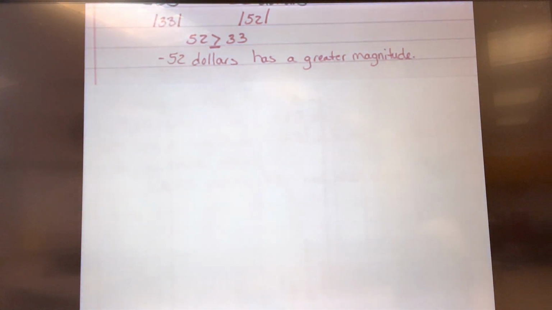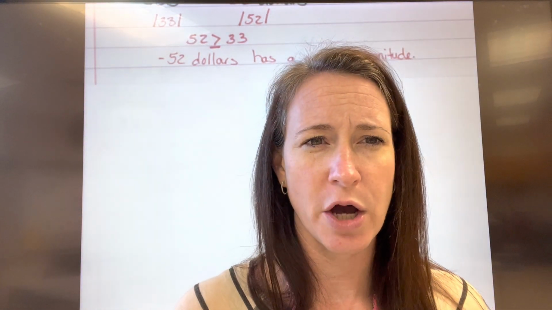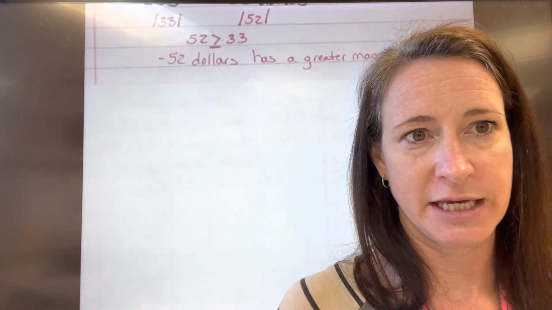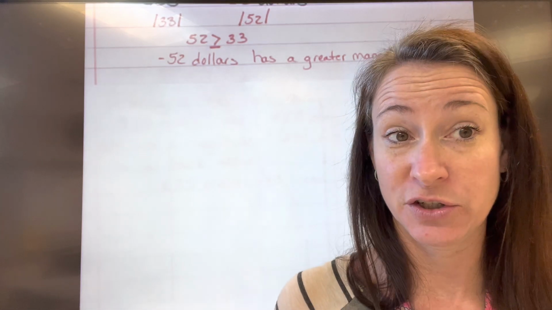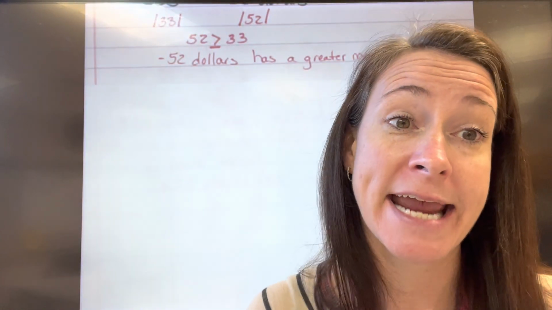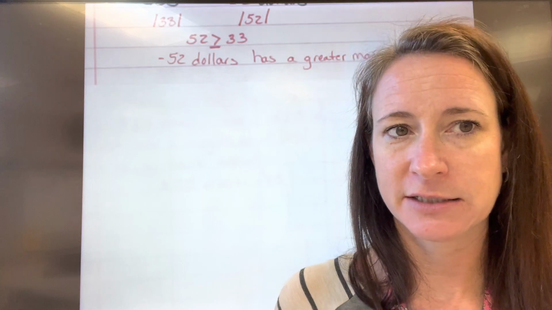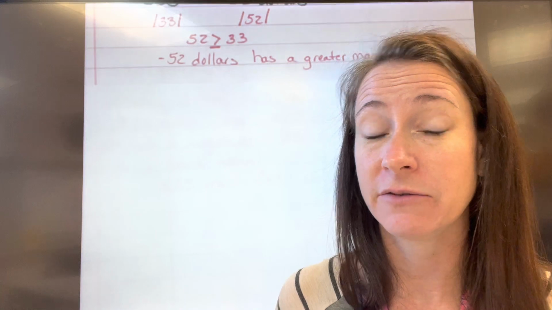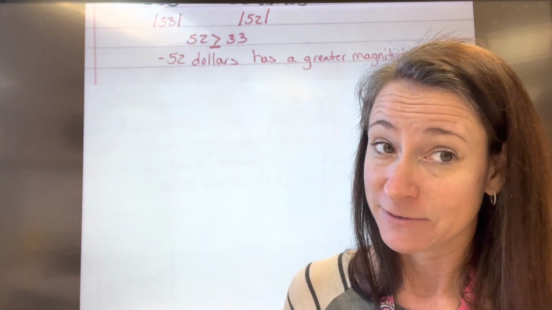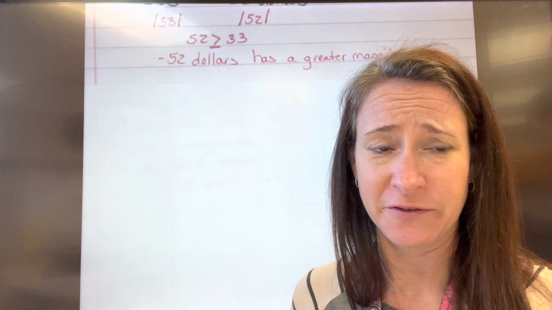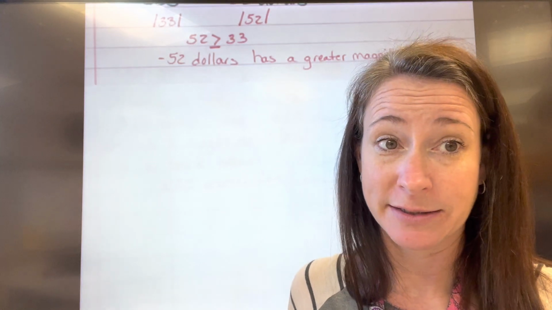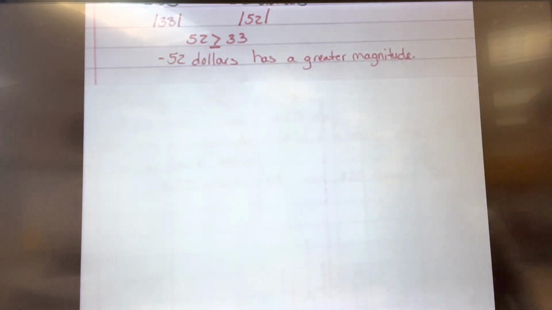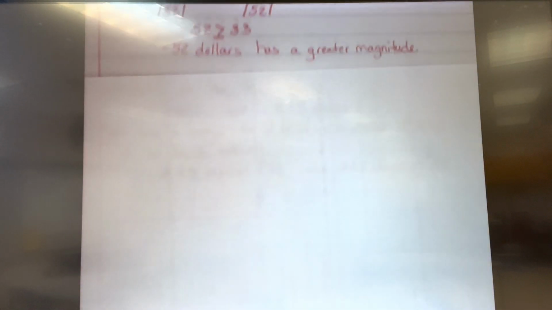Sometimes we need to know this when we're talking about things in the real world, things that have more of an impact on things. So if it's got a greater magnitude, whether it's positive or negative, which has the bigger impact? So -$52 has a bigger impact on your bank account than $33. Okay. If it was positive 52, it would be the same impact. So it's just kind of like how it affects what's going on in the real world. It's kind of how I think about it.